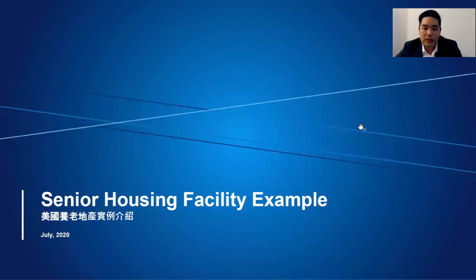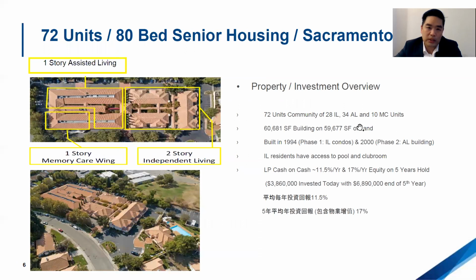Now, the next topic, we're going to be talking about a real life example. This is a facility that we're in the process of buying. It's a 72-unit senior housing facility, a total of 80 beds, in Sacramento. You can see that the facility has 3 levels of care. We have assisted living, we have memory care, and also independent.